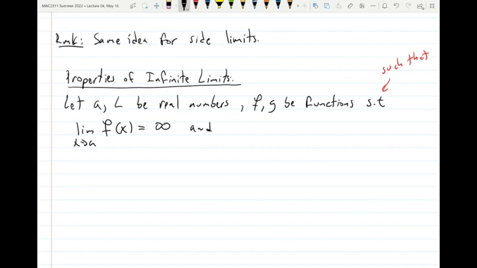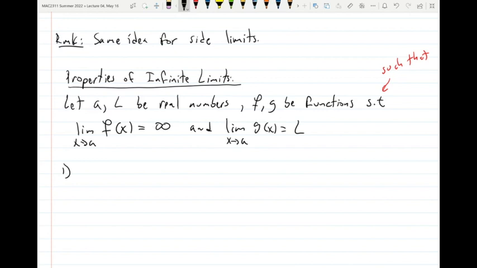And let's say that the limit of the function g is just a value, that number L. So we have 2 functions, and we have this point A. When you get close to A, the value of the limit of F is infinity, so F is unbounded, and G approaches the number L. Yes, that's the situation.